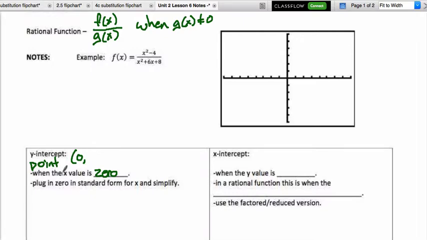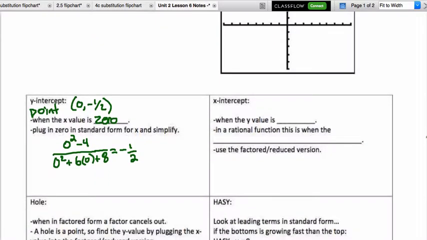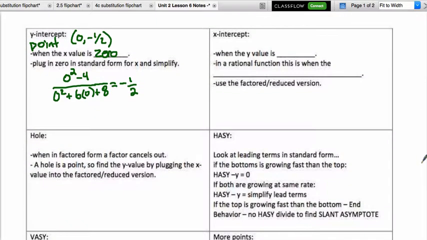So if we have a 0 for x, plug in 0 in standard form for x and simplify it. So we're just going to take this, plug in 0, and then simplify. After doing this a few times, you're going to probably notice that you really just have your constants to simplify, because everything with an x is going to cancel out, and so this is just negative 1/2. The y-intercept is negative 1/2. Once we get through all these things, we're going to plot them on that graph up there, but let's get through all this first.